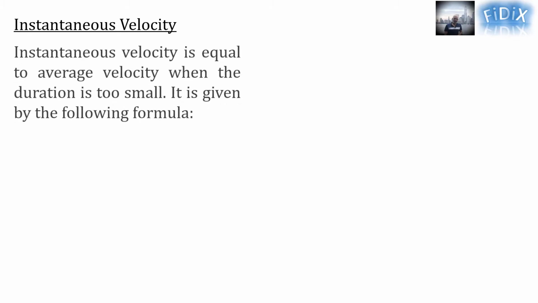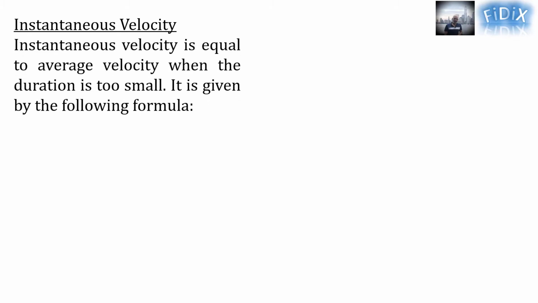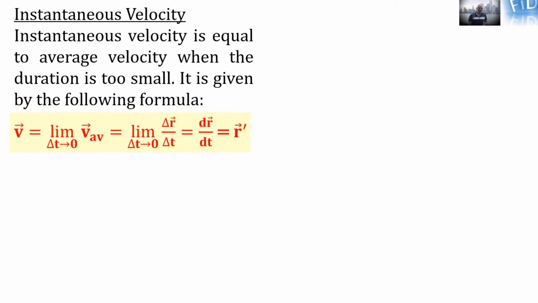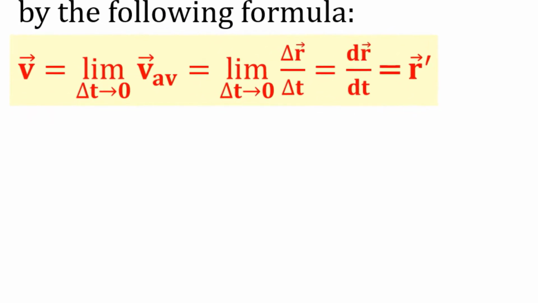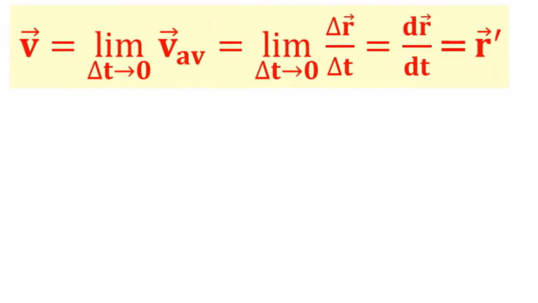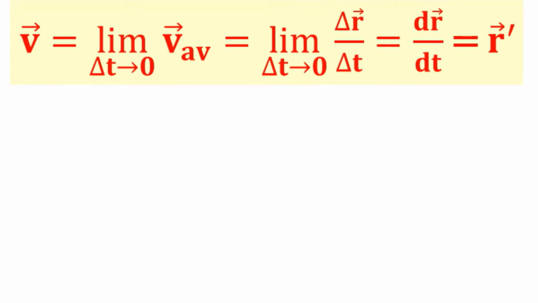In addition to the average velocity, we will learn about the instantaneous velocity, which is equal to the average velocity when the duration is too small, and is given by this formula that shows that the instantaneous velocity is the derivative of the position vector r. Note that delta t tends to 0, or approaches 0, in this formula means that the duration is too small.